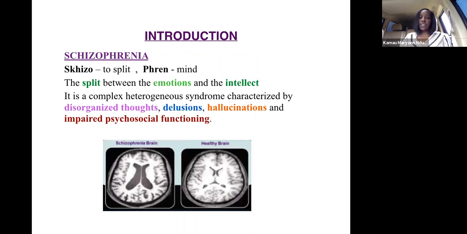So what is schizophrenia? Schizophrenia is a Latin word, where schizo means to split and phren means the mind. So it is the split between the mind and intellect, and it's a complex heterogeneous syndrome that is characterized by disorganized thoughts, delusions, hallucinations, and impaired psychosocial functioning. On the right-hand side, you can see the structure of a healthy brain, and on my left-hand side, you can see how the schizophrenic brain looks.